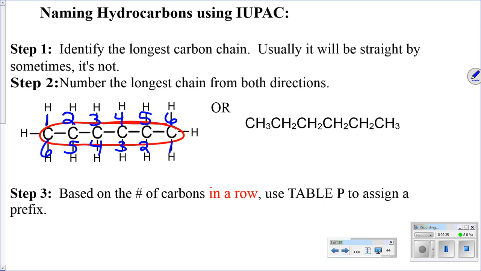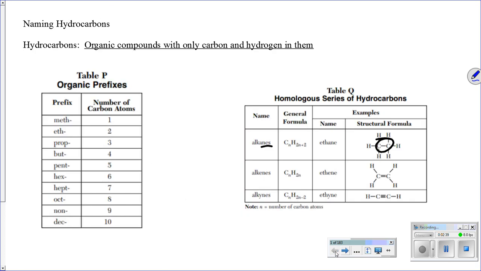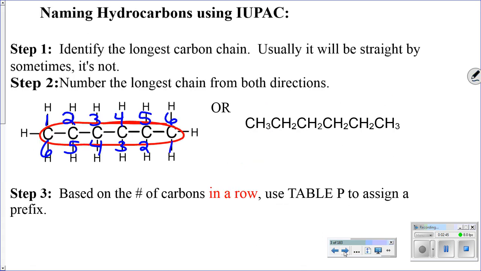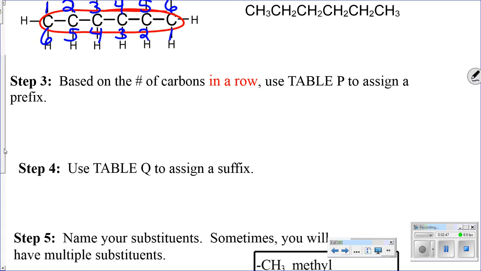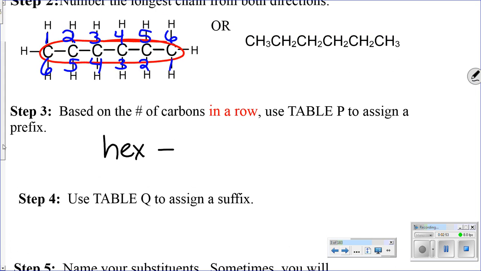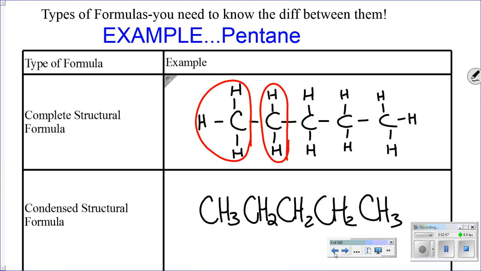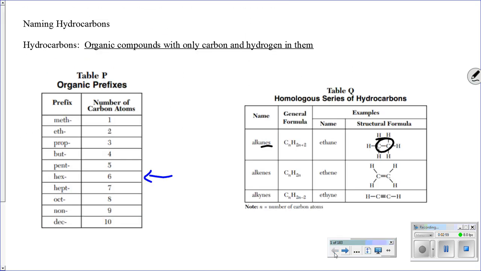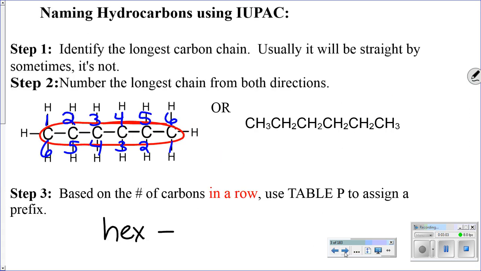Now, based on my number of carbons in a row, I have 6 carbons in a row, so you're going to go back to your prefix table. When we have 6 carbons in a row, our prefix is hex. So this name is going to start with hex. Then I go to table Q to assign a suffix. I have all single bonds. The example on table Q that shows single bonds is the alkanes. So the ending of this name is going to be ane.